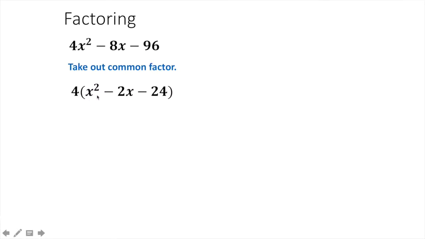Now we have something that looks very easy. We've done these before. This is just factoring a traditional quadratic. So we're going to factor what's inside of the parentheses. I'm not going to worry about the 4 for a moment. It does not go away. It will stay with us because we need it to equal this original one. We have to have that 4 here.